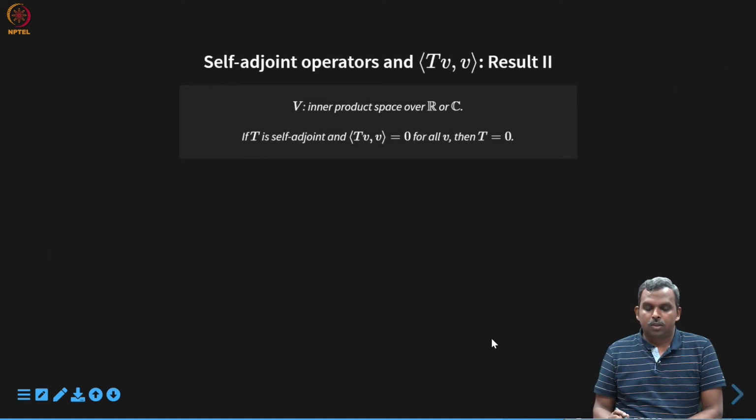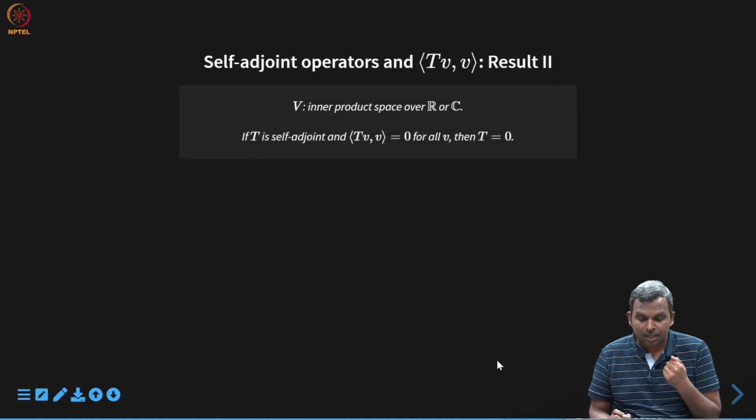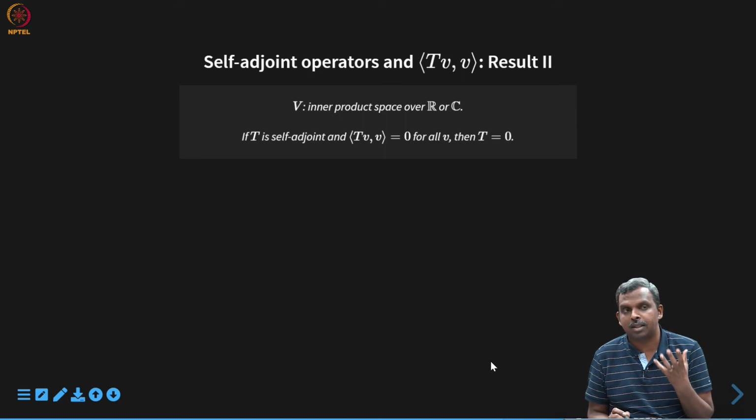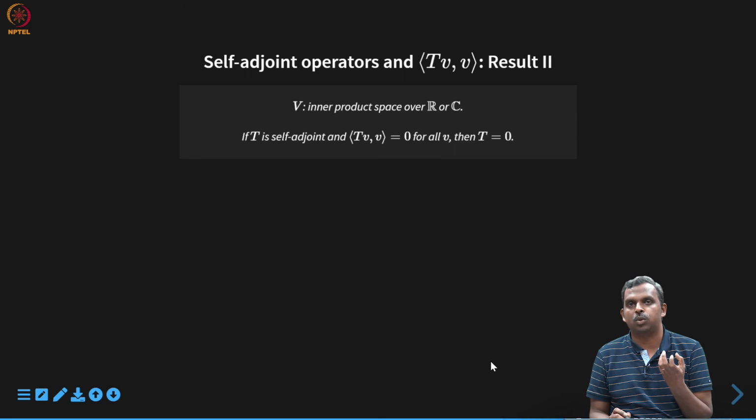Okay. So there's one more result, and this result is also interesting. So we saw that in a complex inner product space, if ⟨Tv, v⟩ is 0 for all v, then T is 0. Now it turns out if T is self-adjoint and ⟨Tv, v⟩ is 0 for all v, then T has to be 0. Doesn't matter whether you are in real space or complex space.